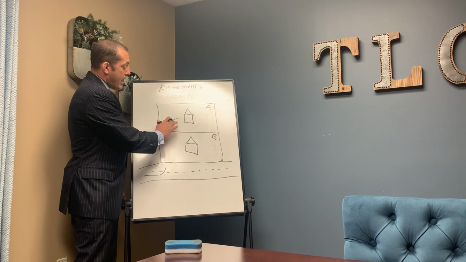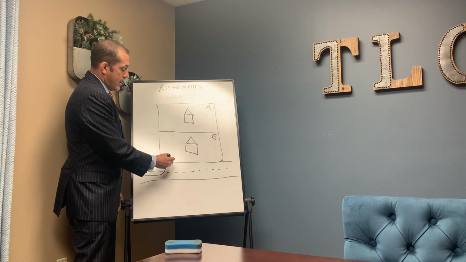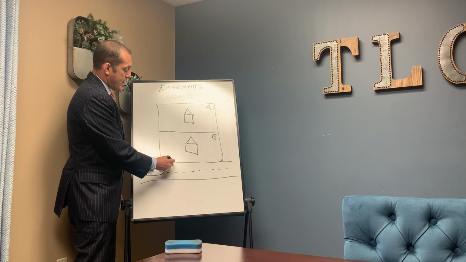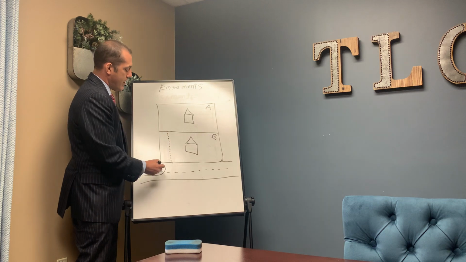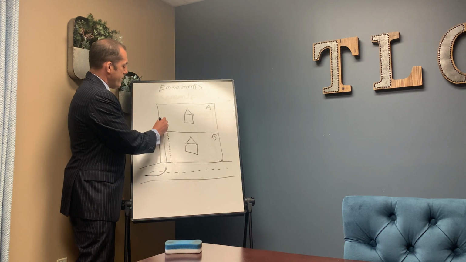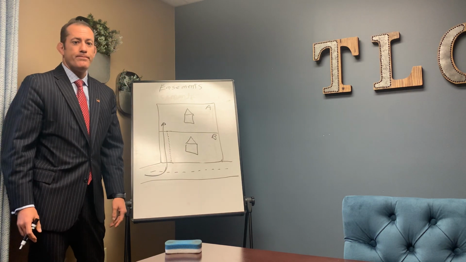So the owner of Lot A could sue the owner of Lot B, and the court could grant an easement by necessity, and the order could say that, hey, we've got to put an easement right along here so the owner of Lot A can access his property.